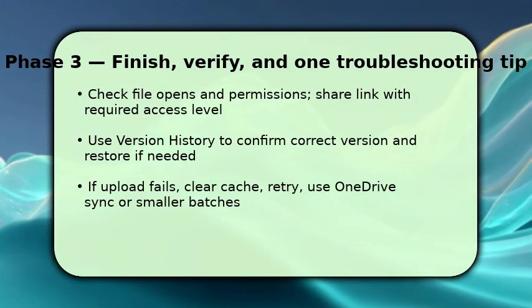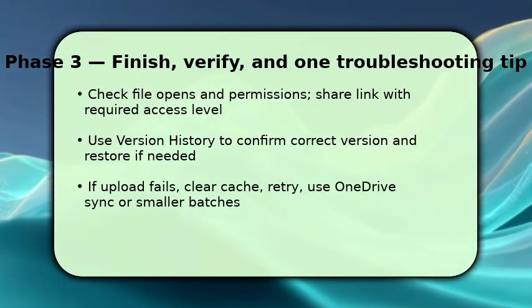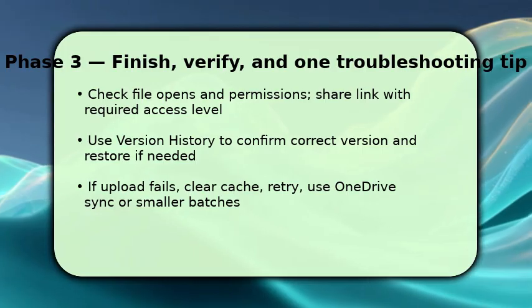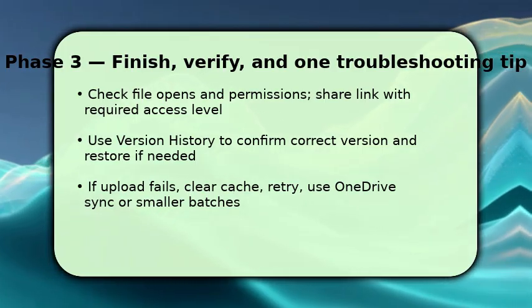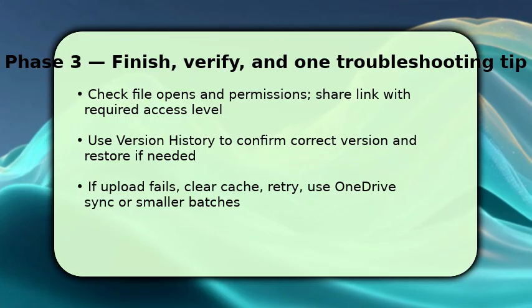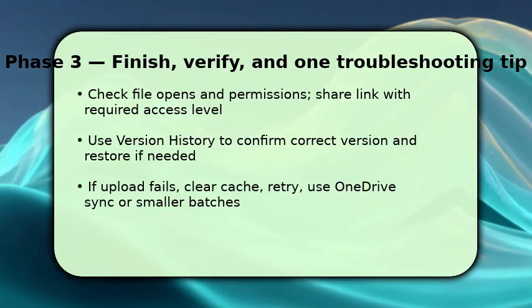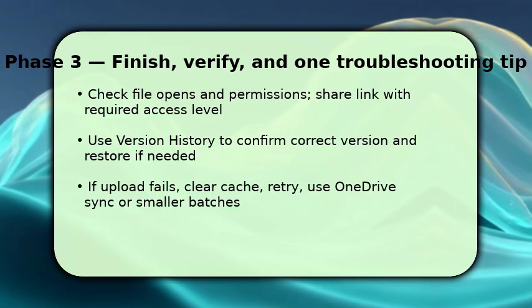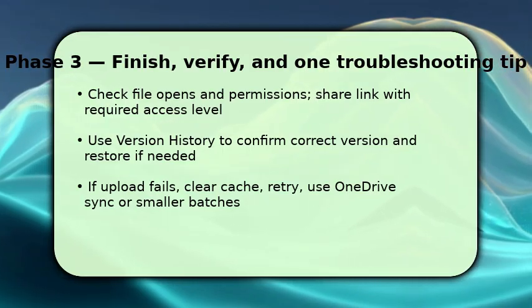Finish by opening the uploaded file in the browser or in Office to confirm it renders and contains the expected content. Then share a link with the right access level, edit or view, so recipients can act. If something looks wrong, use version history to restore a prior copy or confirm check-in.